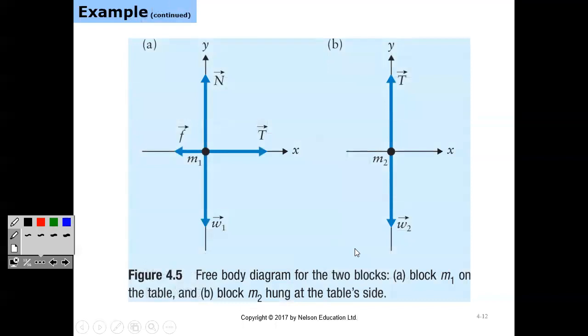Now, what is next? To put here the X and Y direction. This is for M1, the free body diagram. This is for M2. This is the X and Y for M2. The X and Y will be separate. Sometimes it happens to be the same X and Y for both, but not necessarily.